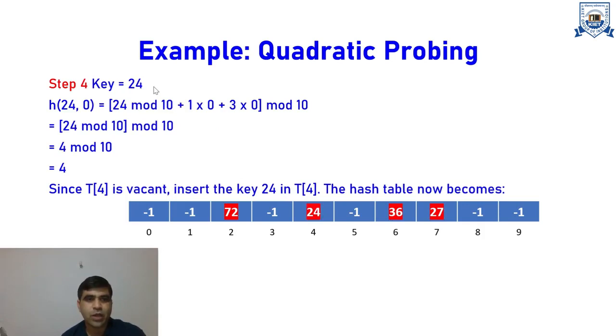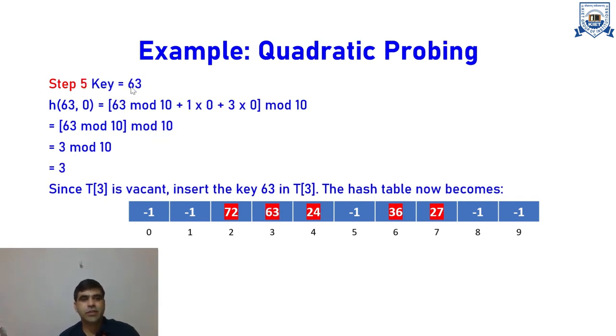Then again we have 24. For 24, we again calculate. You remember this? This is your original function, plus this is C1, constant 1, this is C2, constant 2, and this value is I, the probe, meaning this is the first probe 0, and the value of this probe goes from 0 to M minus 1, no? So this comes out to be 4. So we'll see whether the fourth location is free or not. It is free, so we have stored 24 there. So we have mapped 24 successfully into this hash table, right?